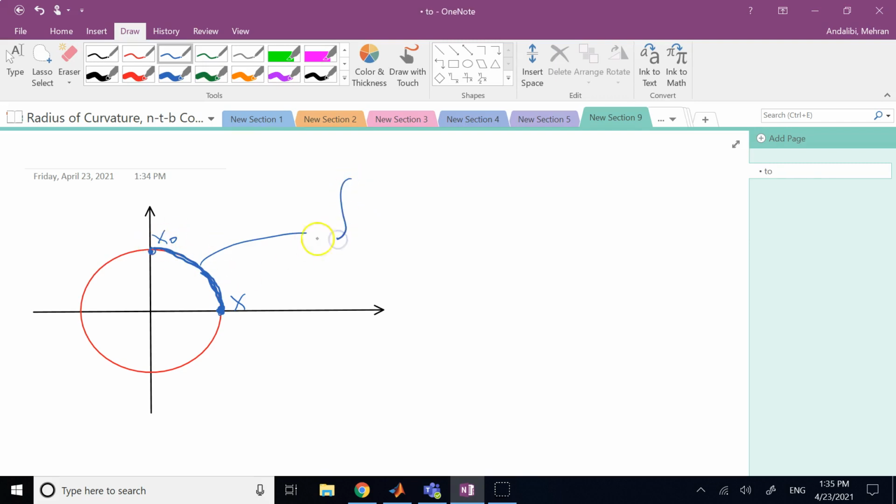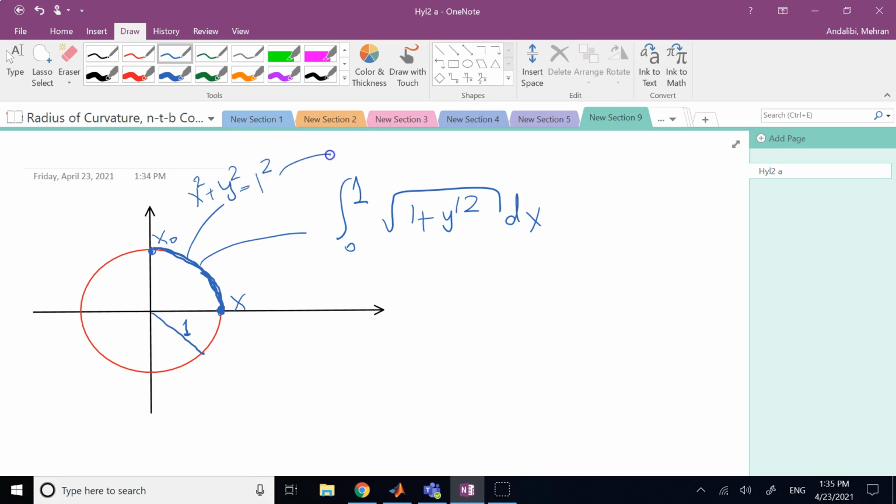So what is this guy? This is the integral from x naught, which is 0, to x. Now here, let's say the radius is whatever you want, r units, or 1. Let's make it 1 to make it easier. So from 0 to 1 of what? Square root of 1 plus y prime squared dx. Now the equation for this path is clearly x squared plus y squared equal 1 squared. And therefore, y is going to be square root of 1 minus x squared. Again, positive, negative it has, but since here y is positive, I use the positive of that.